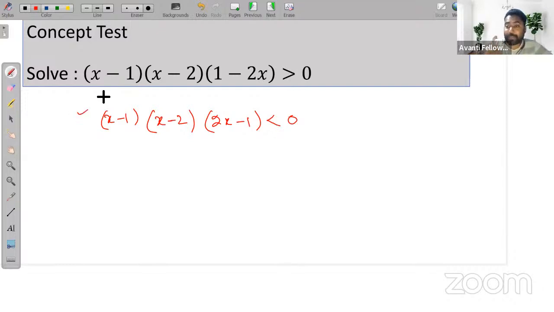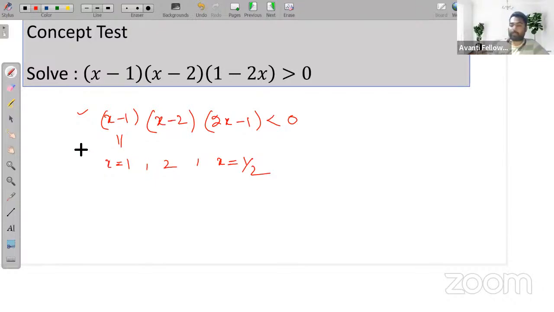Now, what are the critical points? We need to find the critical points. For this one, we have x is equal to 1. For this, x is equal to 2. For this, x is equal to 1/2, right? At x equal to 1, my left hand side becomes 0, and at x equal to 2, my left hand side becomes 0, and at x equal to 1/2 also my left hand side becomes 0, right? So then we have to draw the number line first.